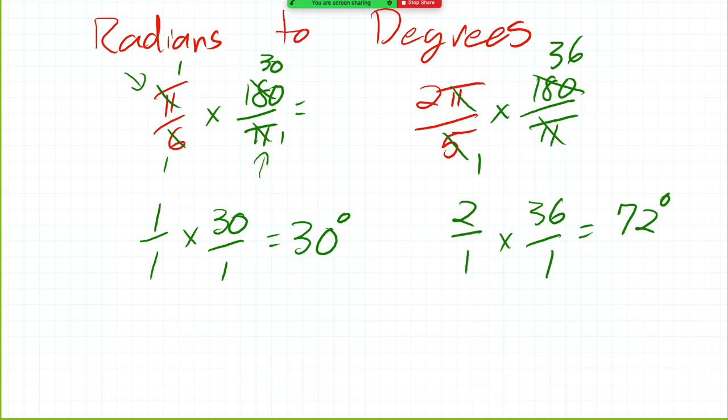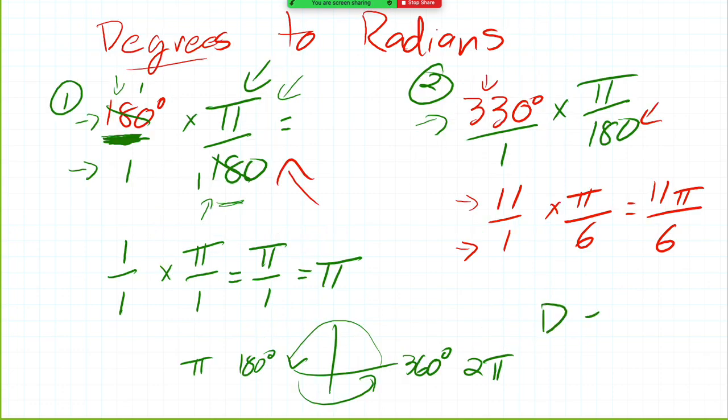So the main part here is to remember when going from radians to degrees, we multiply by 180 over pi. And when going from degrees to radians, we multiply by pi over 180.